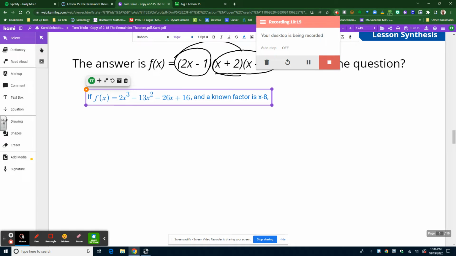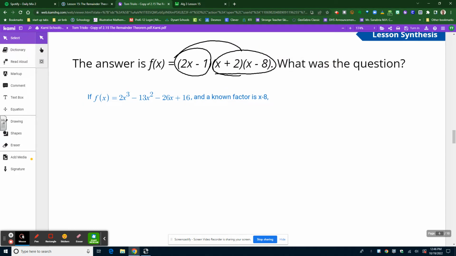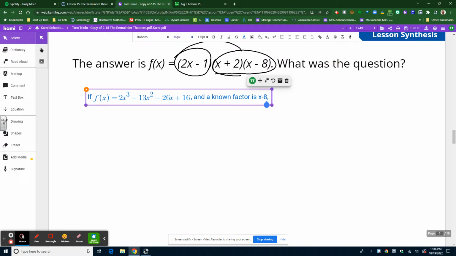In other words, how can I get from here to there? How should I structure my question so that I get 2x minus 1 times x plus 2 times x minus 8? We have done this before, about 3 or 4 times. Tristan Wright was the only person, third period, who properly came up with this question. No pressure, Avery, but that's the seat he was in. See if you can come up with the remainder of this question.